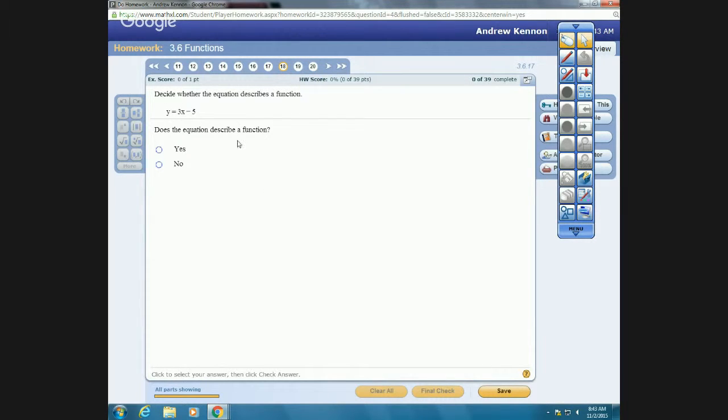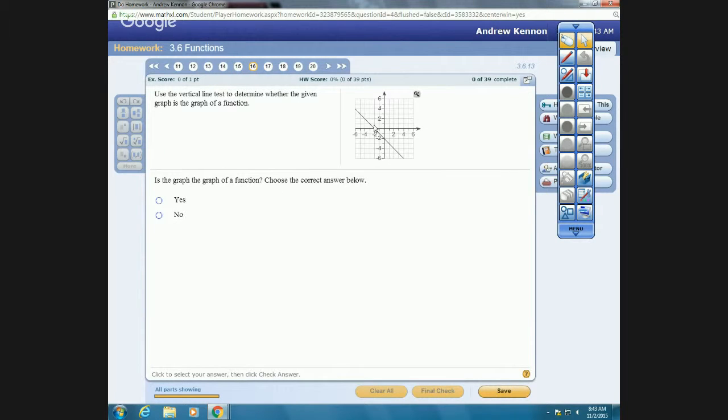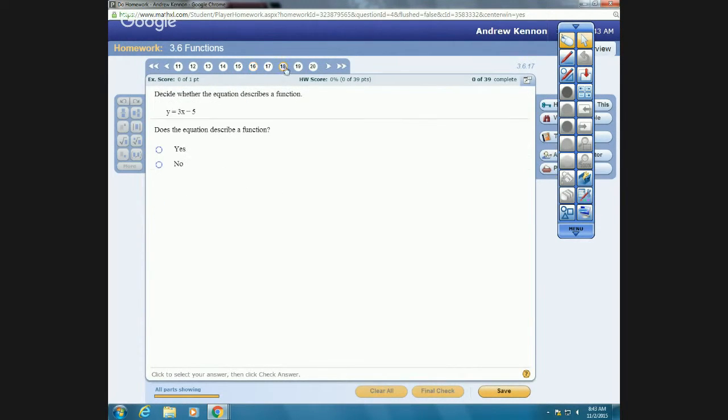All right, so these are asking. I don't like these questions either. This makes a line, right? Your y-intercept's -5, your slope is 3. So it should look something like this right here. So is it going to be a function? If I drew a line through that, would it hit it twice? No, so this one should be a function, yes.